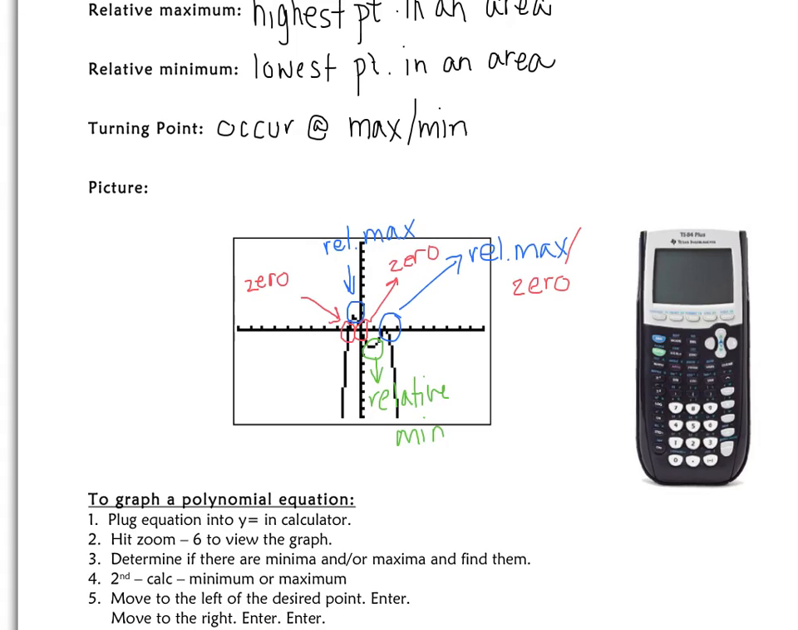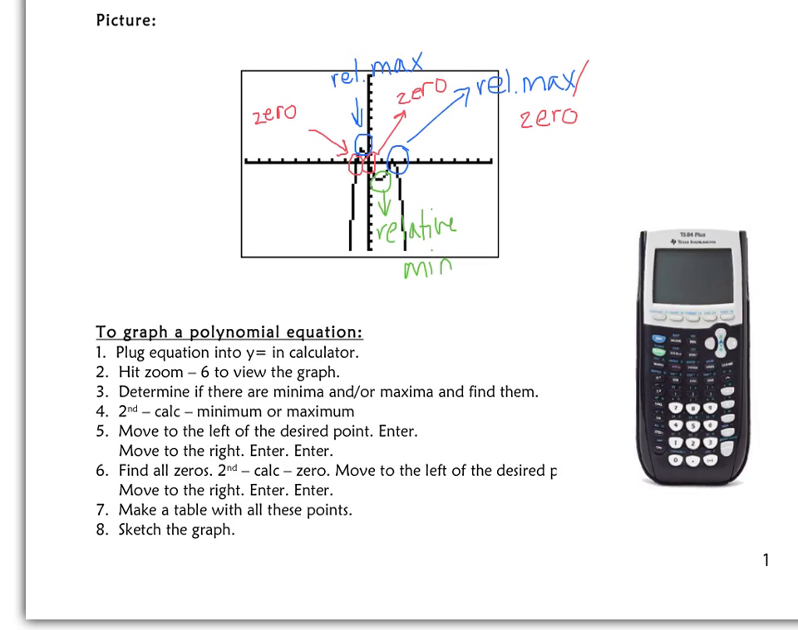Alright, so how are we going to find all these points once you have an equation and your calculator in front of you? What you're going to do is plug the equation into y equals. Zoom 6 to make sure you're in the standard window from -10 to 10 in the x direction, -10 to 10 in the y direction, and you're going to look at the graph and determine which of these points it has. To find them, you are always going to be on your calculator. What you're always going to do is press second calc, and underneath that calc menu you will find all the things you need to find: maximums, minimums, and zeros.